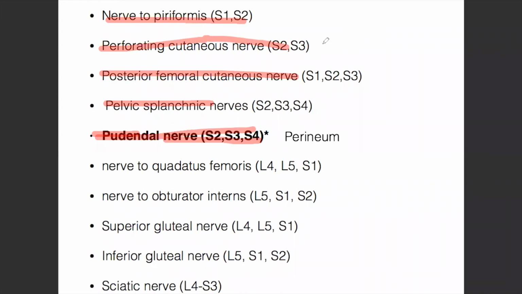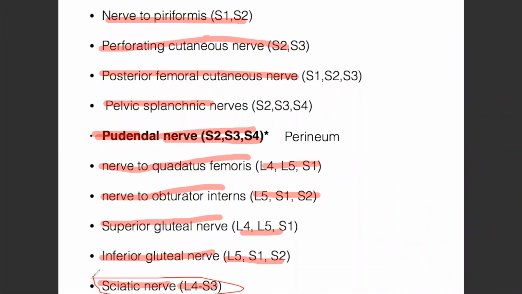Then we have the nerve to quadratus femoris, which is L4, L5, S1, and you'll see this is where the lumbar part joins. See? So it's now lumbosacral. There are lumbar parts and sacral parts, and these nerves are usually the ones that go to the lower limb. The nerve to quadratus femoris, L4, L5, S1. The nerve to obturator internus, L5, S1, S2. Superior gluteal nerve, L4, L5, S1. Inferior gluteal nerve, L5, S1, S2. The sciatic nerve, which is L4 to S3. Okay? The sciatic nerve is also very important to remember, but again, as I said last time, you're going to be memorizing it again anyway when it comes to the lower limb.